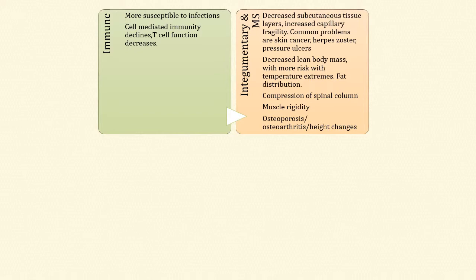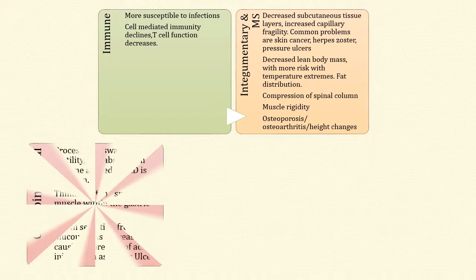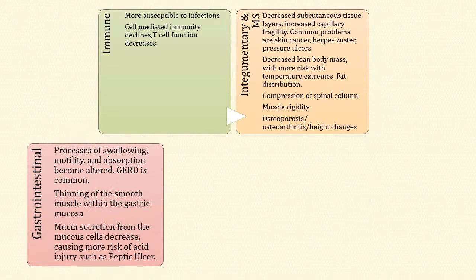Then there's also a decrease in lean body mass, which puts them at more risk with temperature extremes and fat distribution. There could be a compression of the spinal column, muscle rigidity, and/or osteoporosis, osteoarthritis, and there's a change in height. With the gastrointestinal system, they have a decrease in swallowing, motility, and absorption, and they become very altered.